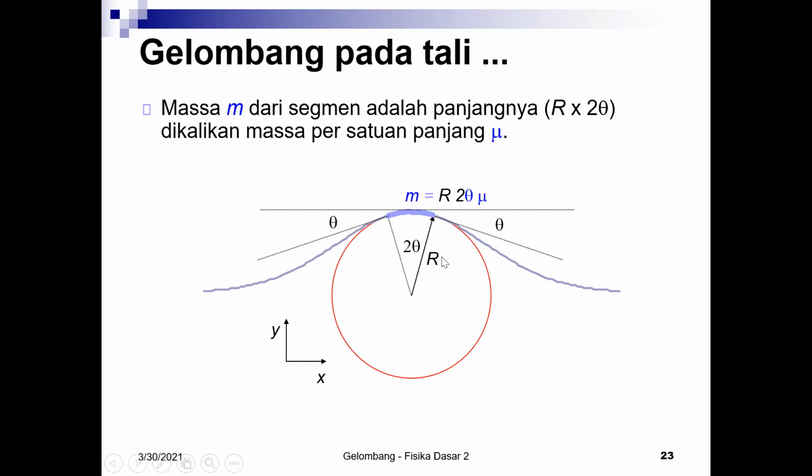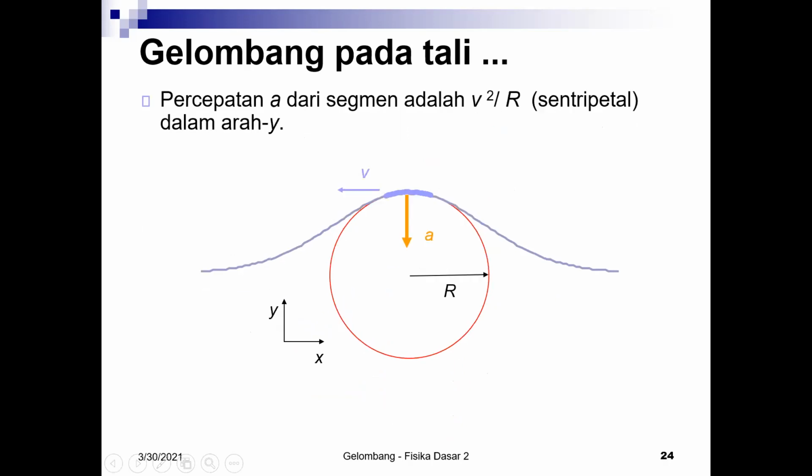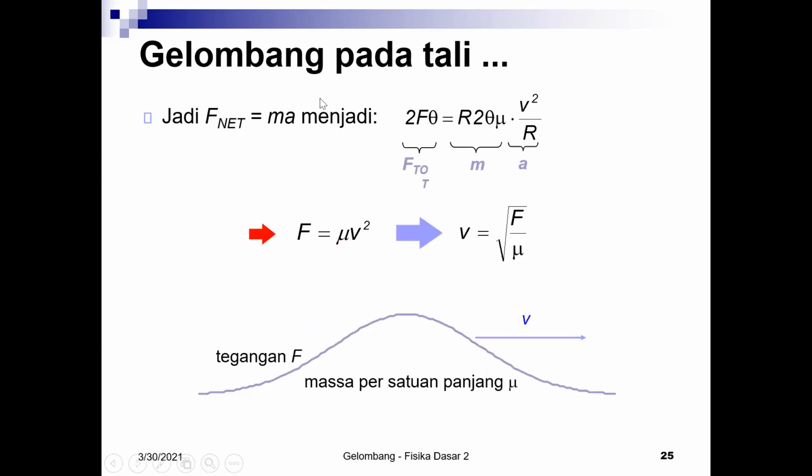Then, using Newton's law of motion for circular motion, we get this equation for the net force on the string at the infinitesimal length. We have 2F theta equal to r times 2 theta times mu. Sorry, this is the mass, and this is the centripetal acceleration. Then we get F equals mu v squared, so v equals the square root of F over mu.